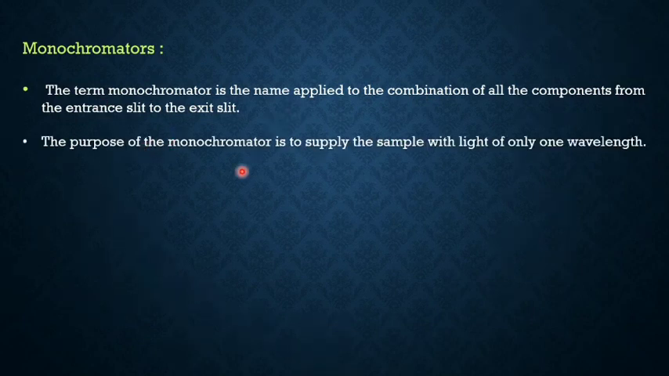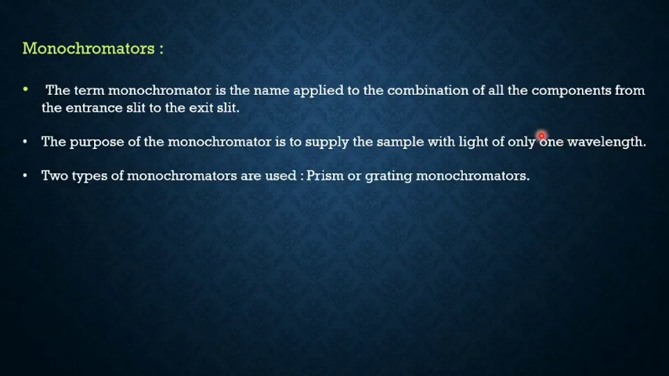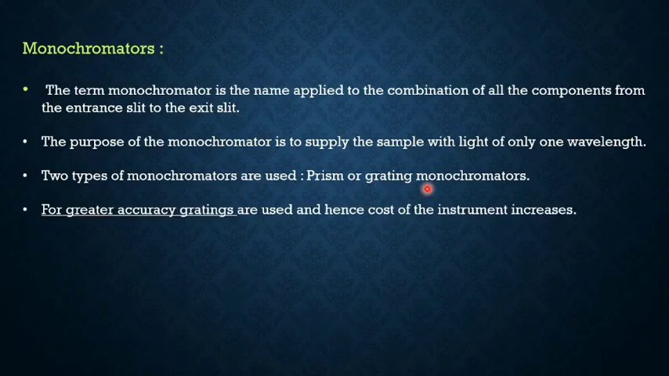The purpose of the monochromator is to supply the sample with light of only one wavelength. It is also called monochromatic light. Two types of monochromator are used, prism or grating monochromators. For greater accuracy, gratings are used.